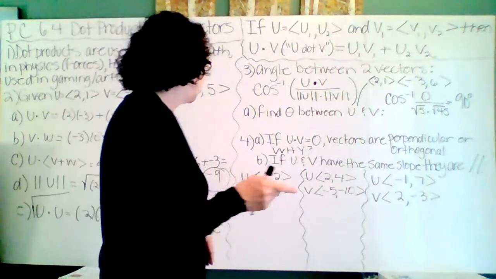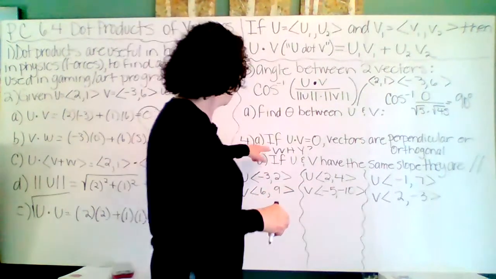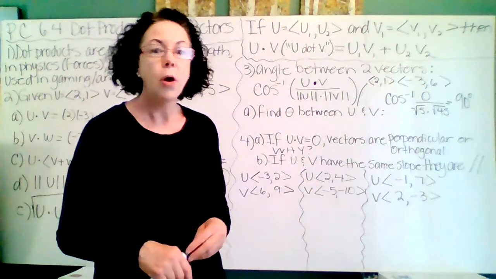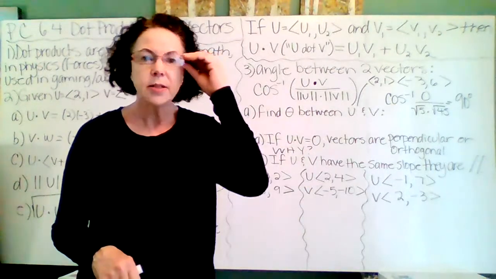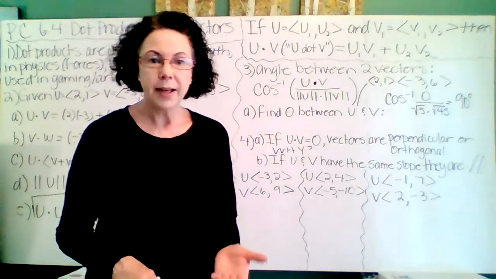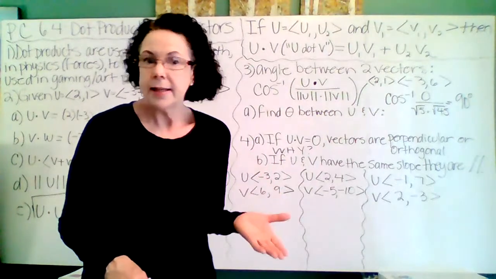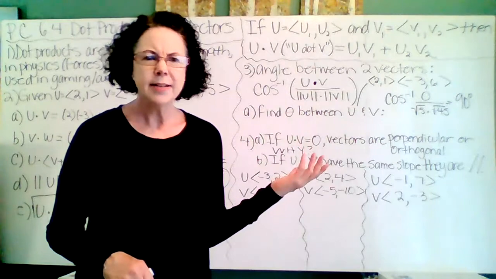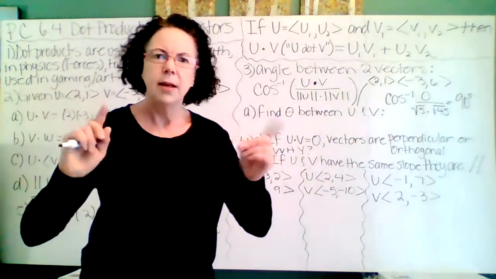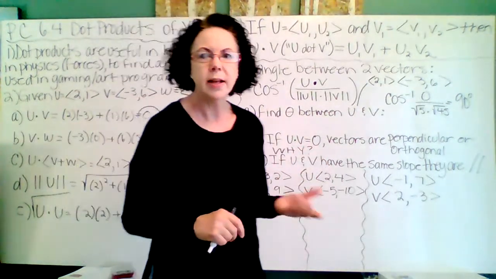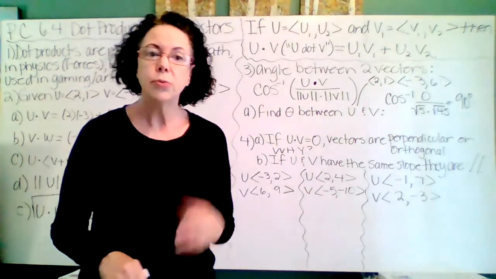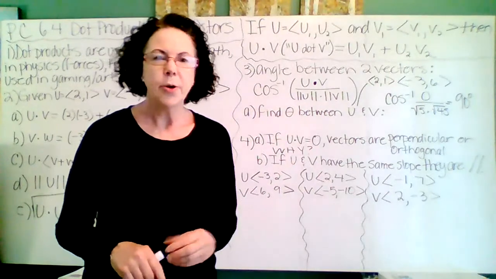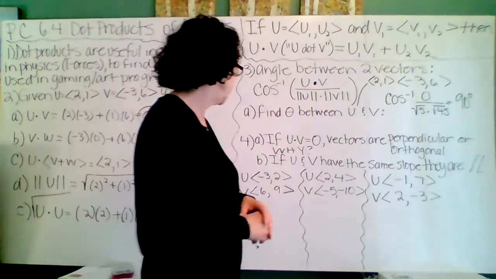So here's what I would want you to know. If u dot v equals 0, then the vectors are perpendicular or orthogonal. That is a new word for you. Orthogonal means the exact same definition as perpendicular. It just tended to be used in higher math. Like I had mentioned, in linear algebra, we said orthogonal a lot. They use the word orthogonal for vectors in physics too. And so it's just another word for perpendicular.